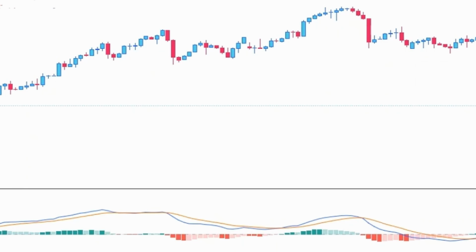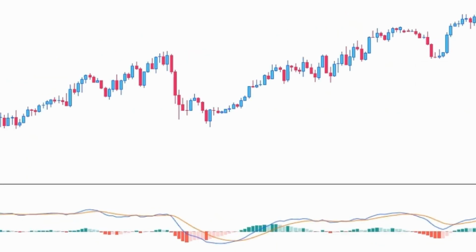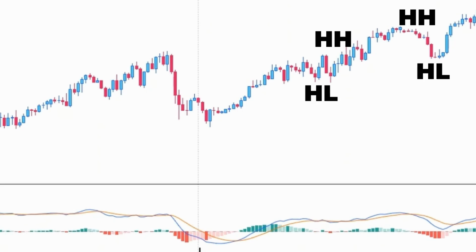The commonly used way of trading the MACD is to go long when the MACD line crosses above the signal line. And likewise, when the MACD line crosses below the signal line, we should go short in the market. Let us use this on the chart and check whether it would make us profits or not. So here we have the chart of the market where the price is making higher highs and higher lows, which clearly indicates a market in an uptrend.